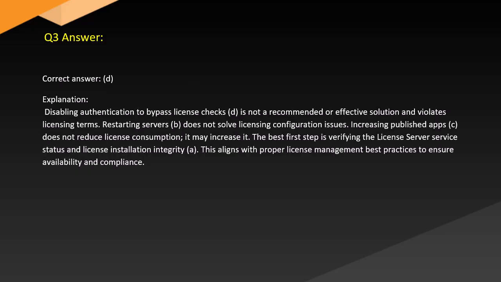Answer. Correct answer: D. Explanation. Disabling authentication to bypass license checks, D, is not a recommended or effective solution and violates licensing terms. Restarting servers, B, does not solve licensing configuration issues. Increasing published apps, C, does not reduce license consumption. It may increase it. The best first step is verifying the license server service status and license installation integrity, A. This aligns with proper management best practices to ensure availability and compliance.